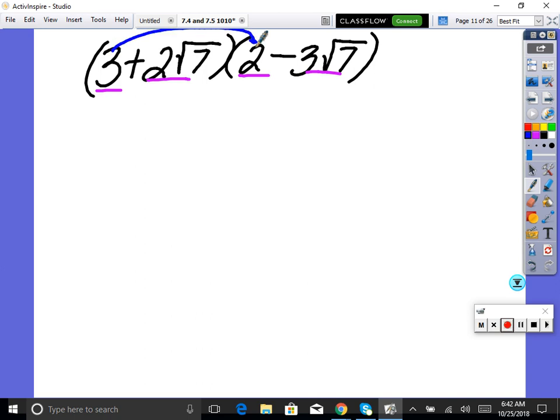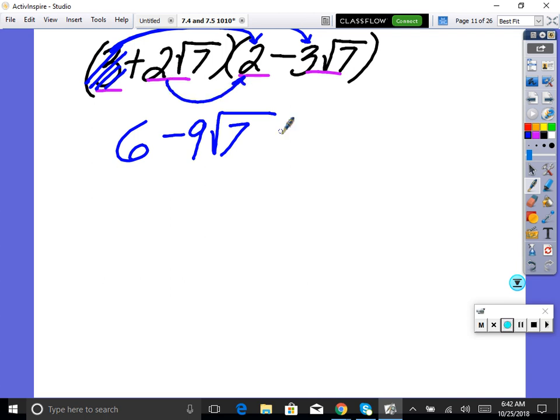So watch. 3 times 2 is 6. True? 3 times negative 3 root 7 is negative 9 root 7s. Now I'm going to cross out 3 because I've distributed it through to everything on the right. 2 root 7s times 2 is positive 4 root 7s. Right here's where usually people mess it up. Right here, this last one. 2 root 7s times negative 3 root 7s.